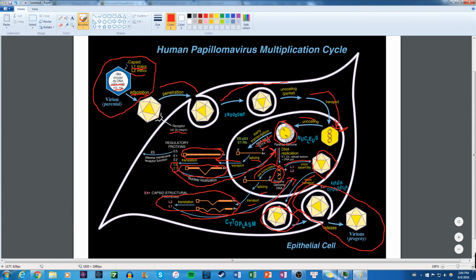So very, very similar, except for maximum five things, if not less, that are different from polyomavirus. Honestly, if you get polyomavirus, you'll understand papillomavirus. So hope that helps.